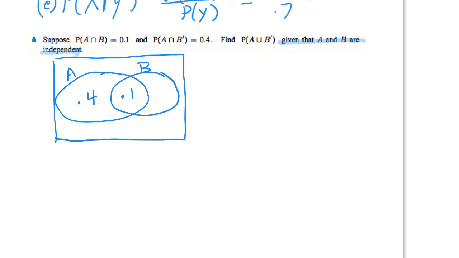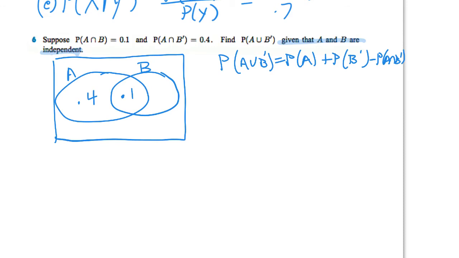Okay. The probability of A union B prime is what we're asked for. So let's think about this. Using the addition rule, I'm going to need P(A). I'm going to need P(B prime). And then I'm going to have to minus off A intersection B prime.